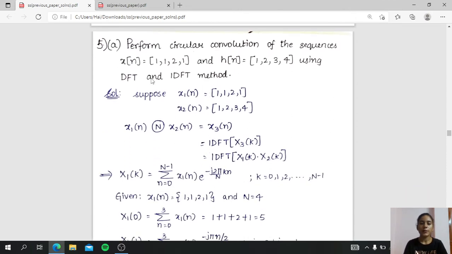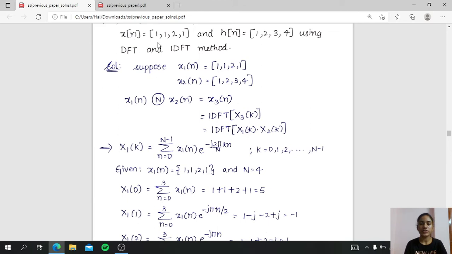So next question, perform the circular convolution of the sequences x of n and h of n using DFT and IDFT. So let us suppose that the first sequence is x1 of n and the second sequence is x2 of n. They asked to perform circular convolution between these two, and the result will be x3 of n. So to obtain this x3 of n, we first need x3 of k. To obtain x3 of k, we need the multiplication of x1 of k and x2 of k. So our first step is to find x1 of k. Second step is to get x2 of k. On performing multiplication of these two, we get x3 of k, and performing IDFT for this x3 of k, we get x3 of n, which is our required sequence.